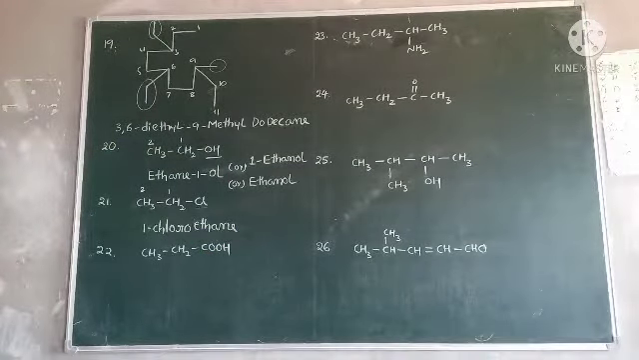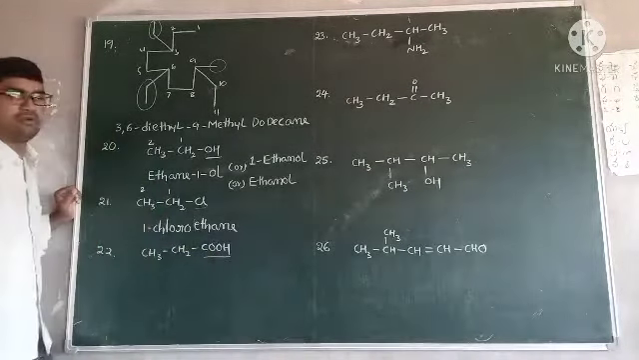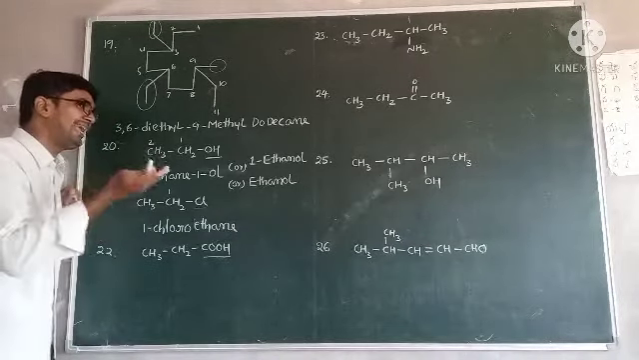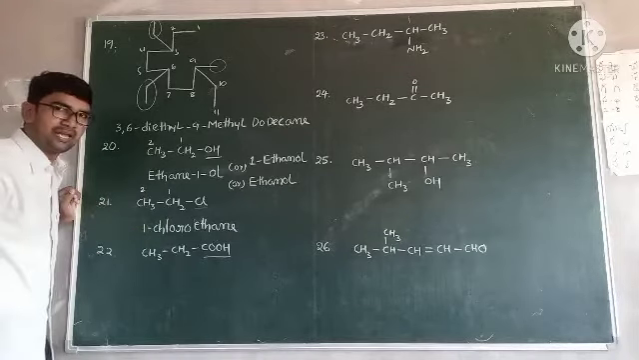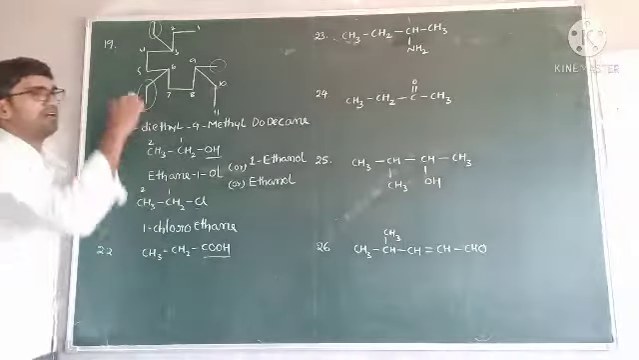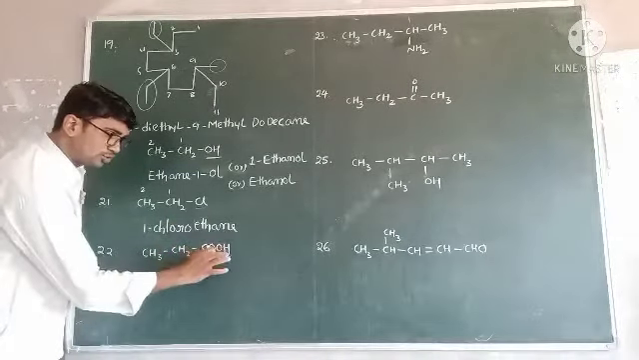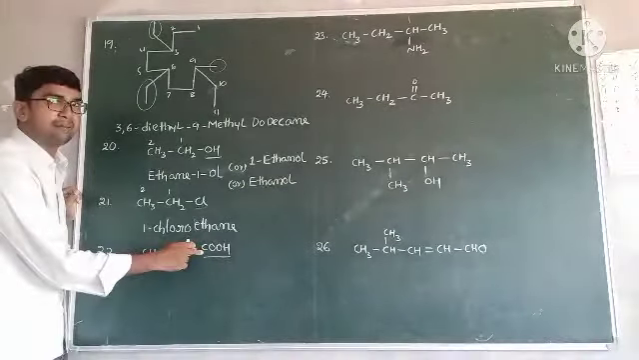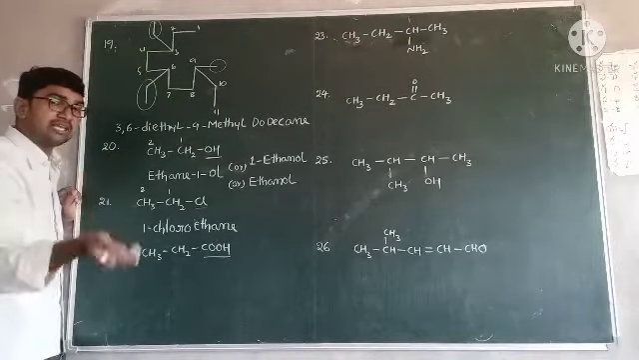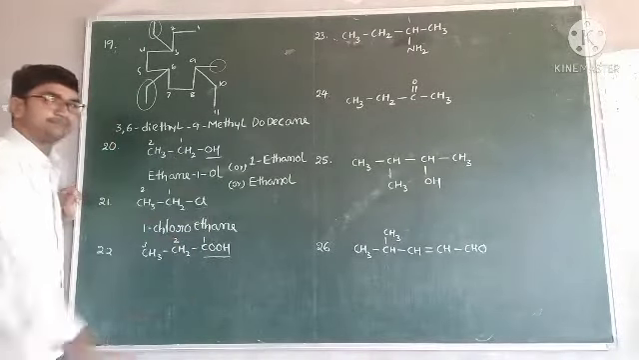Completed. Next, 22. In this compound, one functional group is present. This is COOH. Actually, the COOH functional group name is carboxylic acid. The main name is oic acid, and the dummy name is carboxy. But in this compound, only one functional group is present. For COOH, this functional group also contains carbon. So give the numbering from this carbon. This is most important. If the functional group contains carbon, give the numbering from that carbon also. So 1, 2, 3.